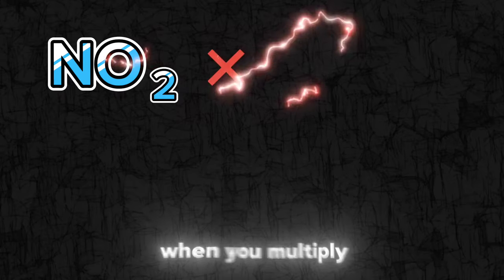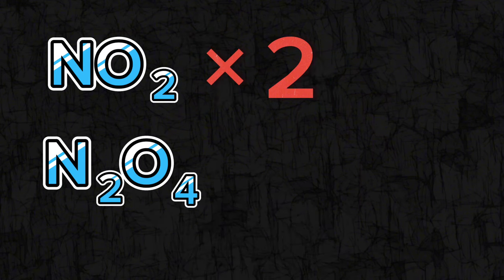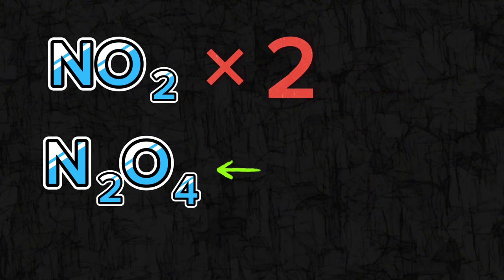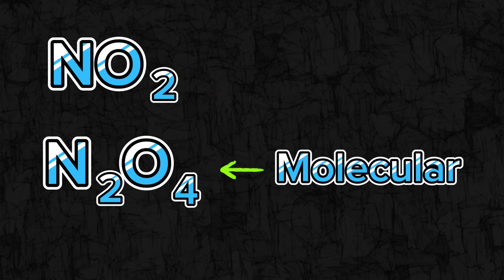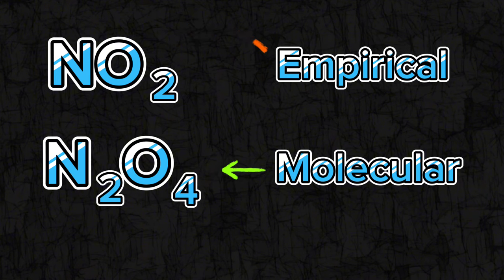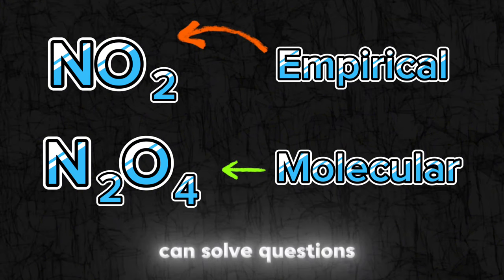Welcome back, and in today's video we are going to deal with empirical formula and molecular formula. Now what's the difference between these two? Let's say you have here NO2, and when you multiply this by 2 you'll have N2O4. This multiplied version is the molecular formula, but this version up here, the simplest ratio, is what we call the empirical formula. Now let us see how we can solve questions related to these two.